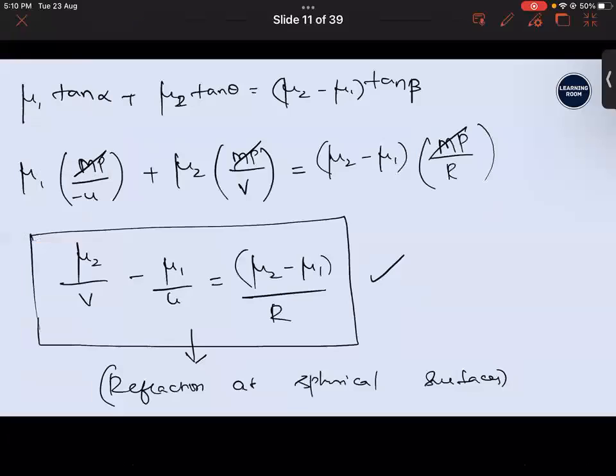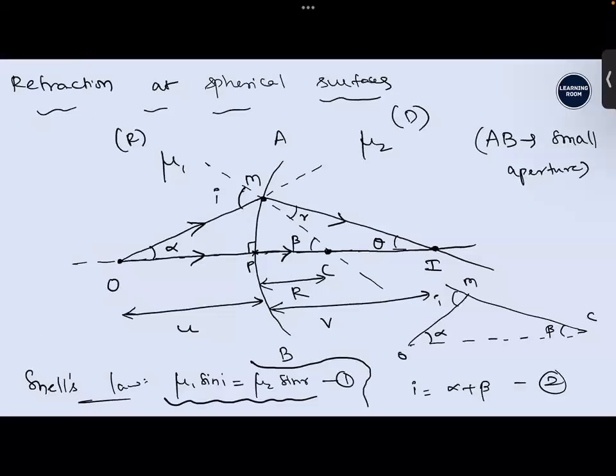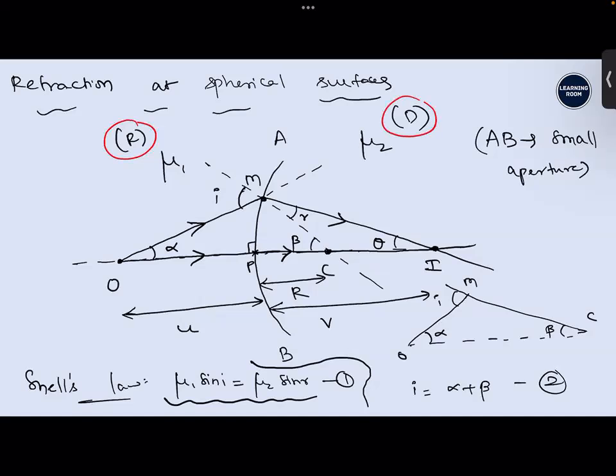Right. So remember this derivation. Now I'm giving you another task. What was the scenario under which we derived this? The left hand side was a rarer medium and the right hand side was a denser medium. The rarer medium had a refractive index of mu1 and the denser medium had a refractive index of mu2. And the object that you considered was a point object.